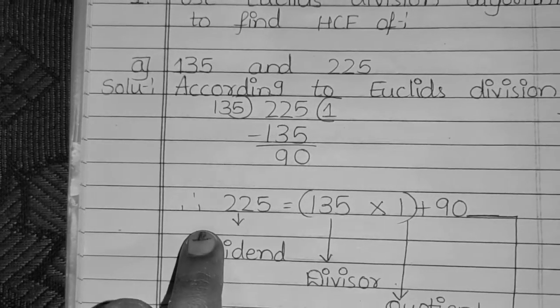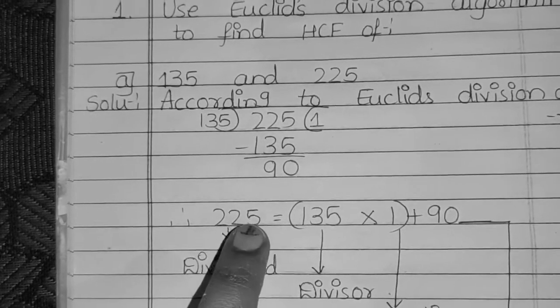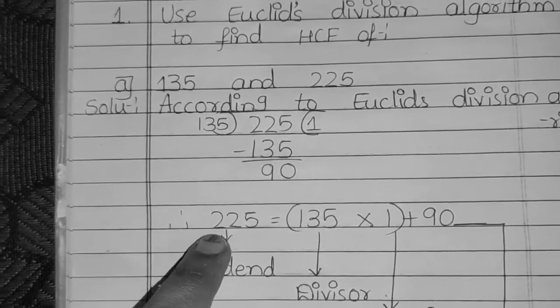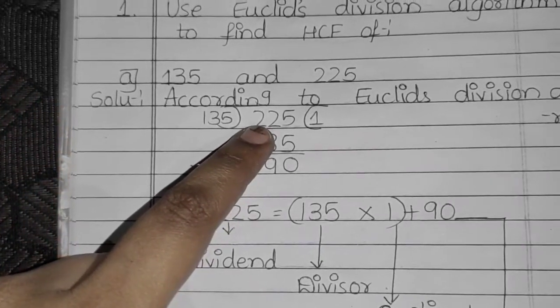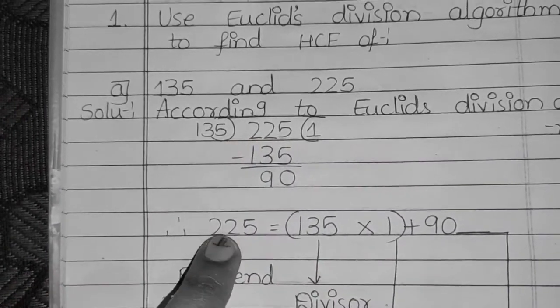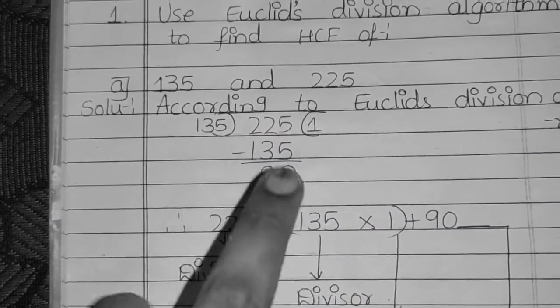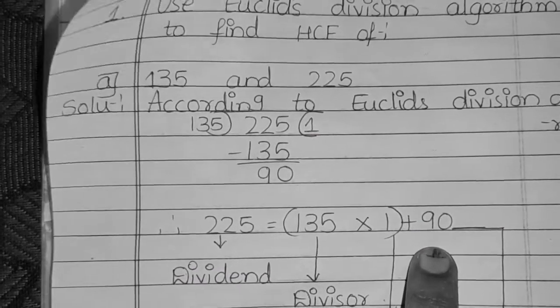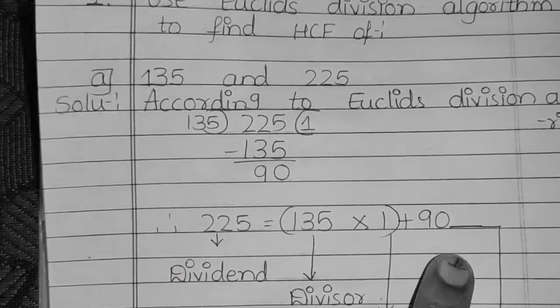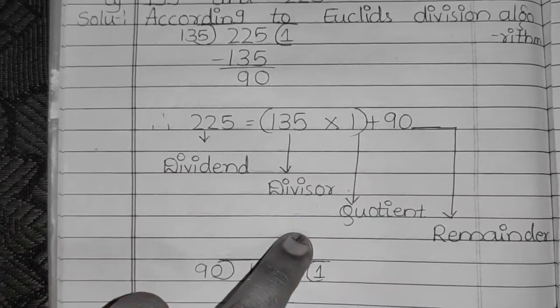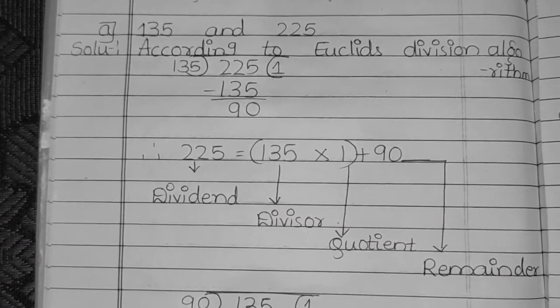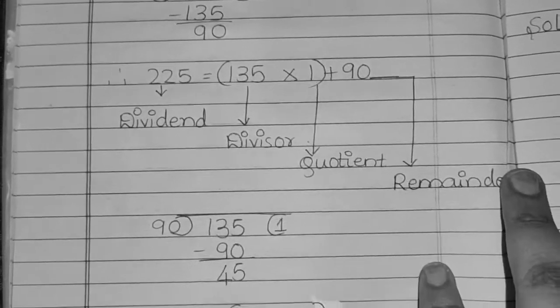You have to write it in the form a is equal to b into q plus r. Our a will be 225, b will be 135, into 1 will be our q, and r means remainder. So this is called the dividend, divisor, quotient, remainder. The sum has not been completed yet; we still have to continue.